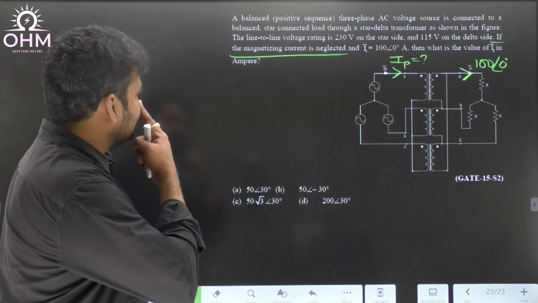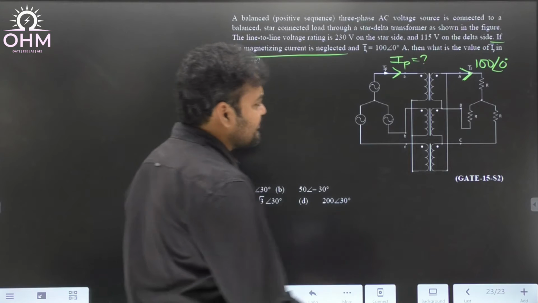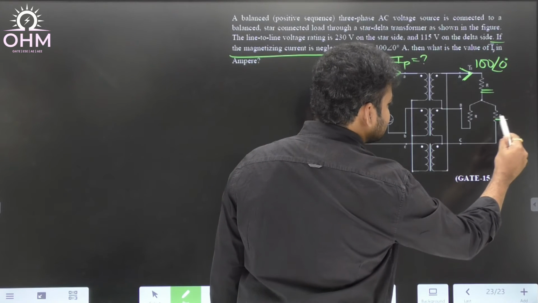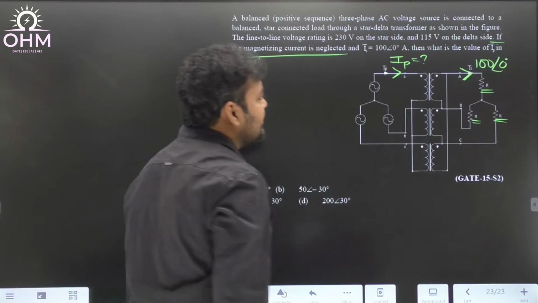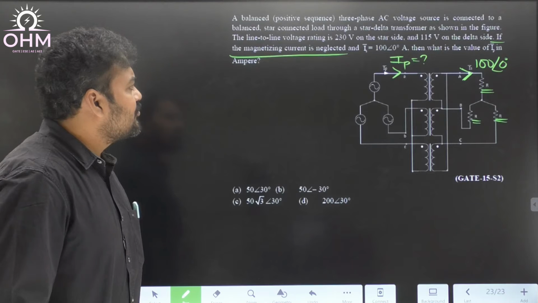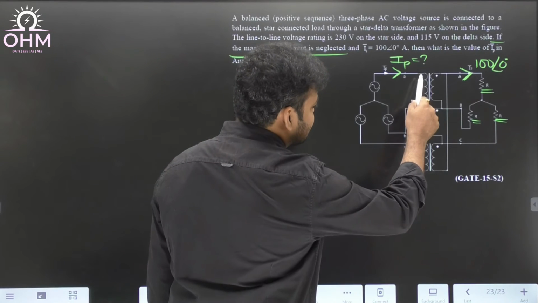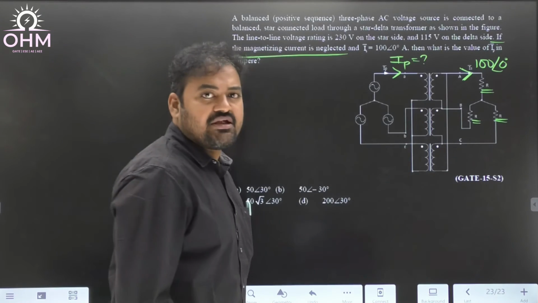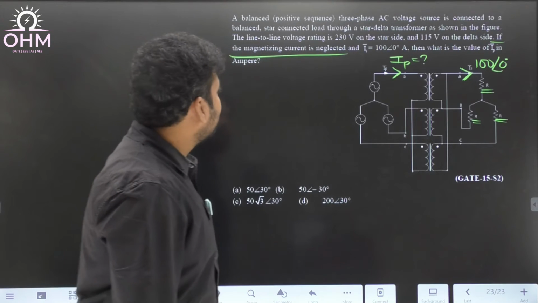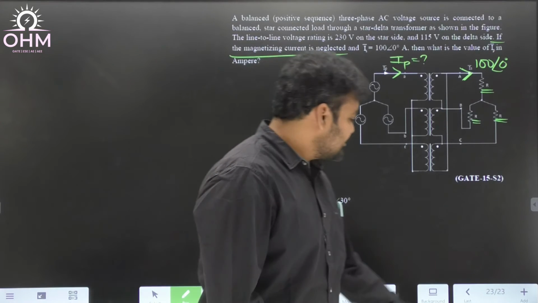Okay, right. So the load is balanced, very clearly. Every phase has the same resistance. So the secondary line current was given. We are asked to find out the primary line current. And if you look at the transformer, primary is a star connection, secondary is a delta connection. Primary line voltage 230, secondary line voltage is 115.